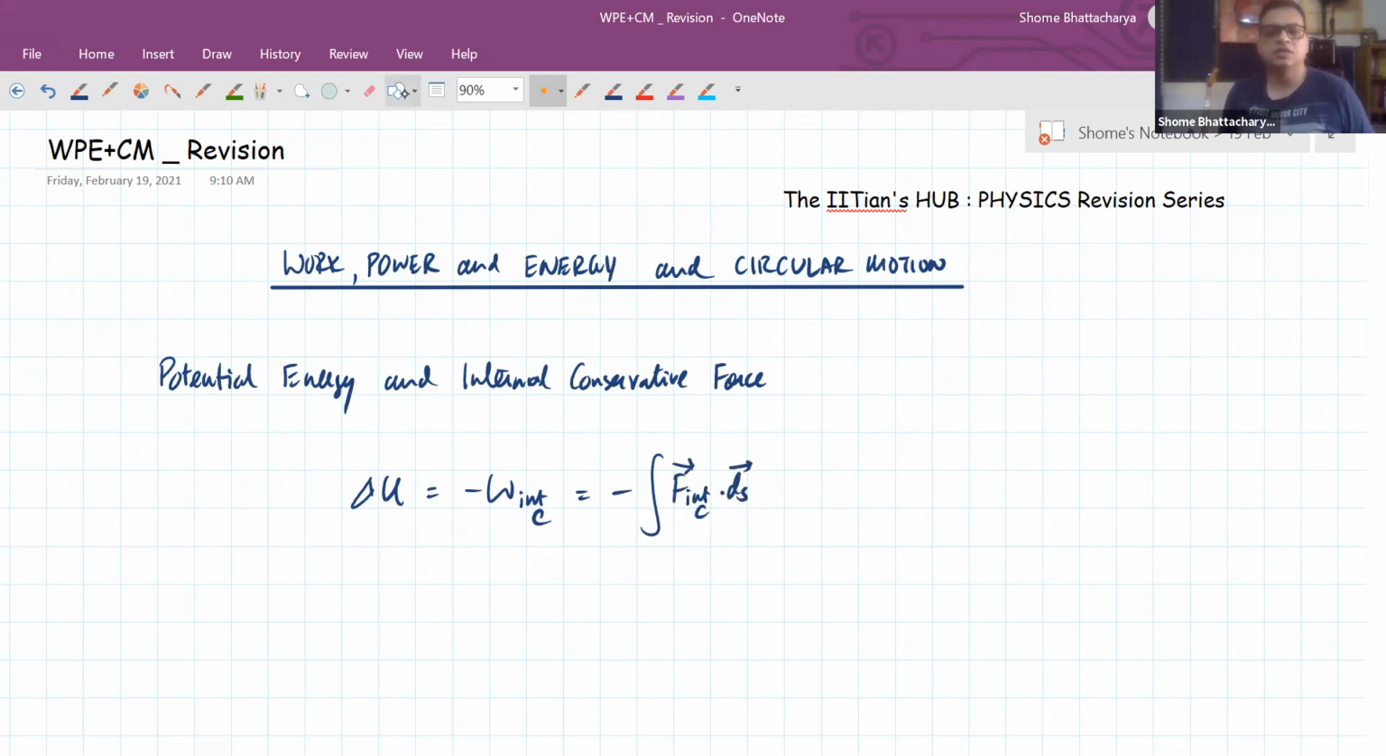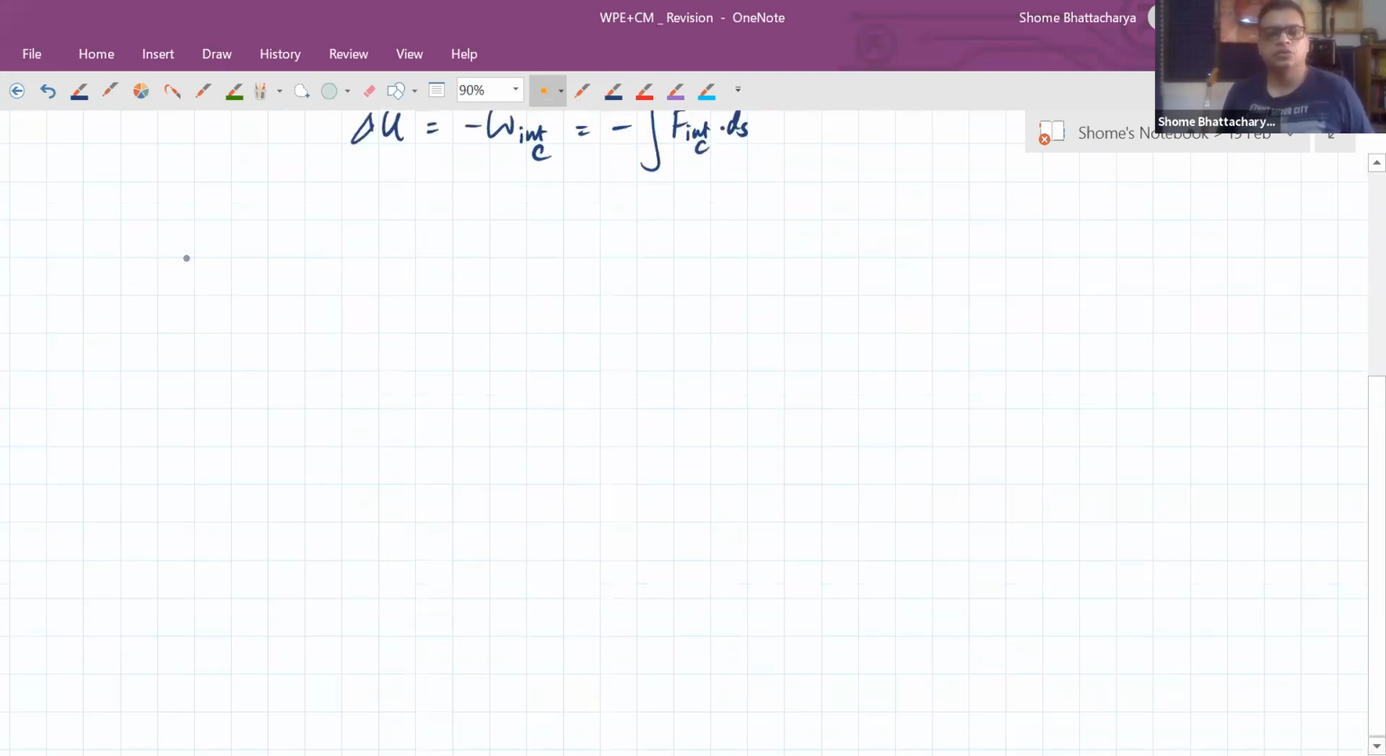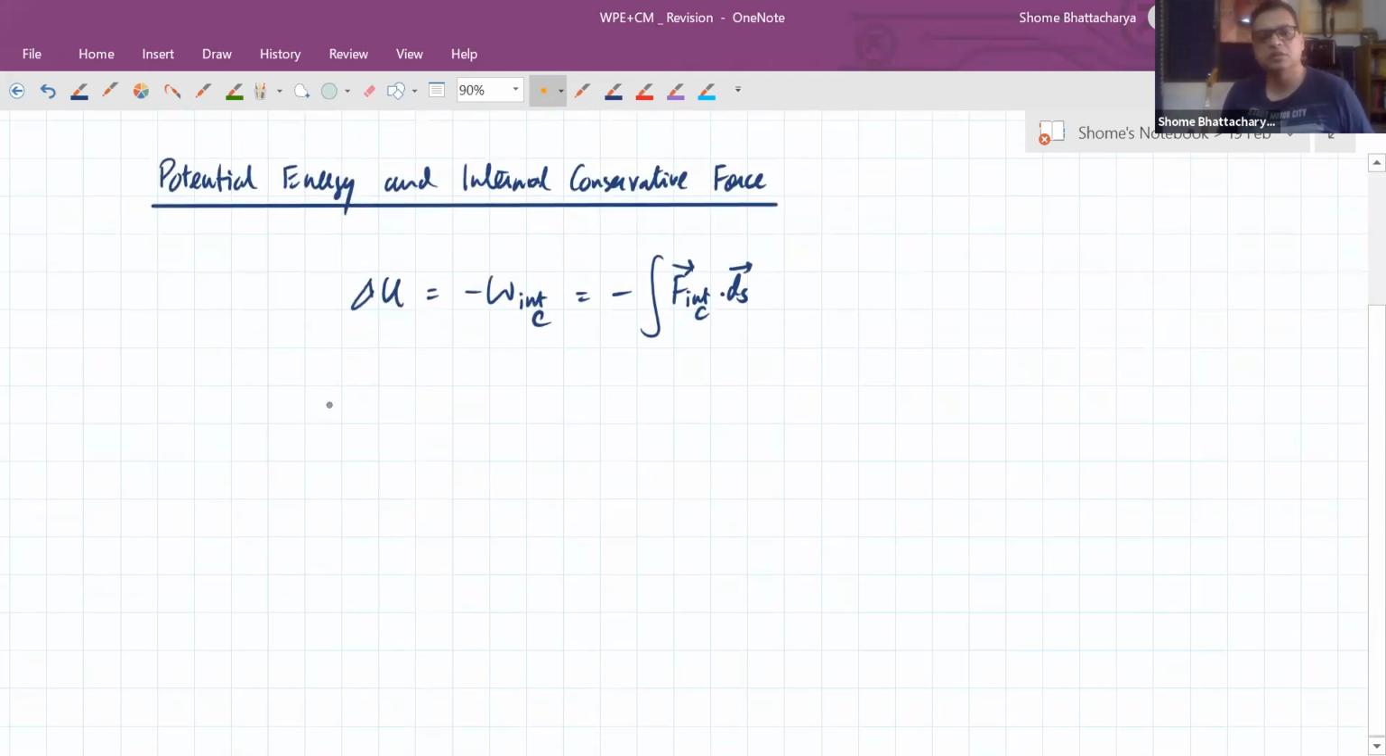So we will look at this relationship a little more closely today, the relationship of potential energy and internal conservative force, and understand a few more aspects of this before we come back to more applications of the work energy theorem. This relation can also be interpreted in such a way that for a small, differential displacement ds, the differential change in potential energy is minus of F internal conservative dot ds. This is the way of understanding it at a differential change level.